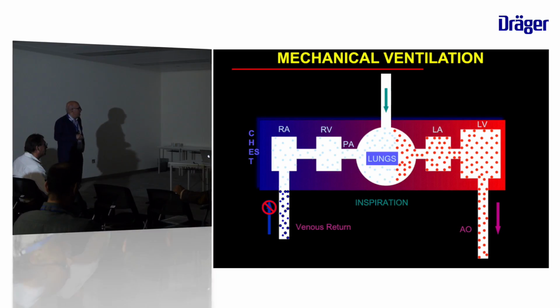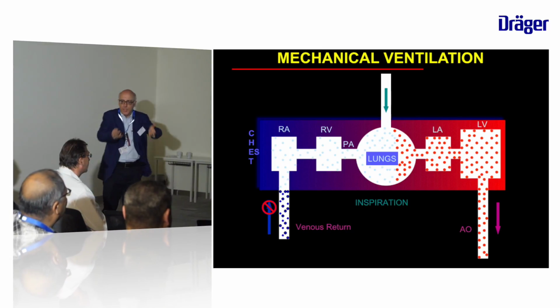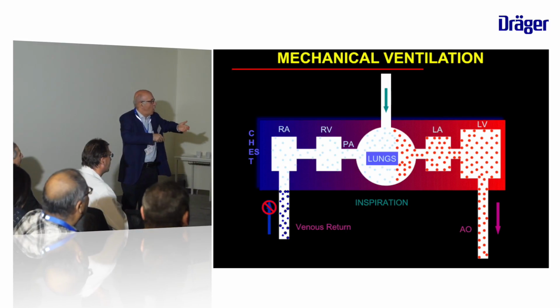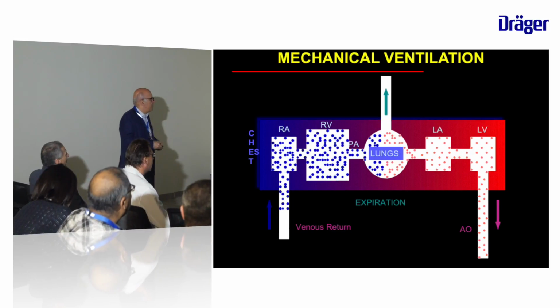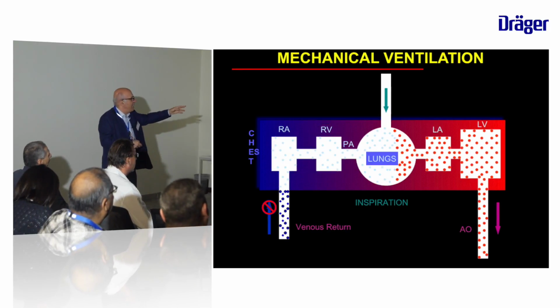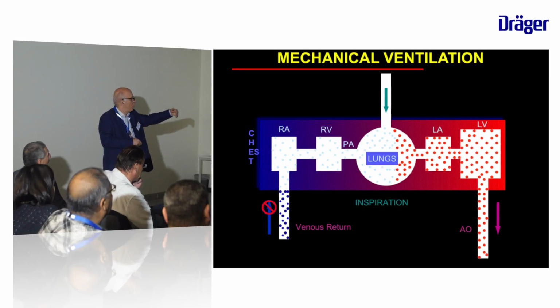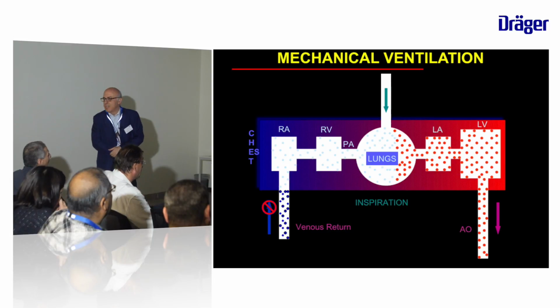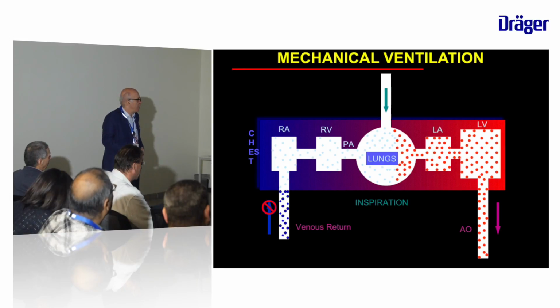And why that? Because here is the inspiration. During inspiration, you push all the blood here to the left atrium and left ventricle. During expiration, you get more from here. So this is why during inspiration, you increase the pulse pressure. During expiration, you decrease the pulse pressure, because you have more in the right reservoir, okay? That's the reason why you have the change in pulse pressure in inspiration and expiration.